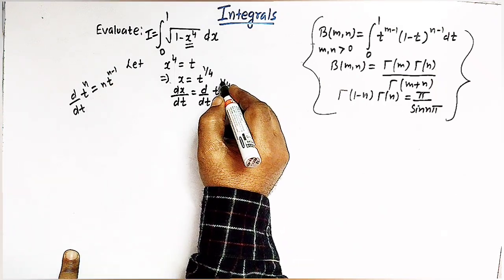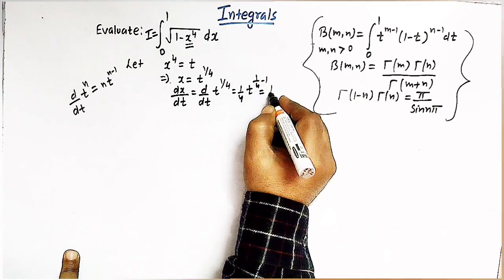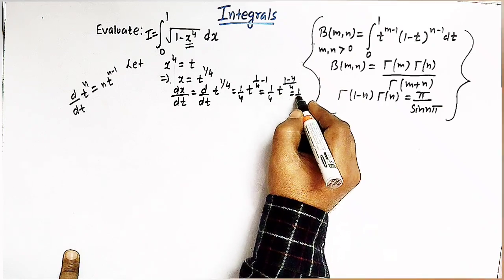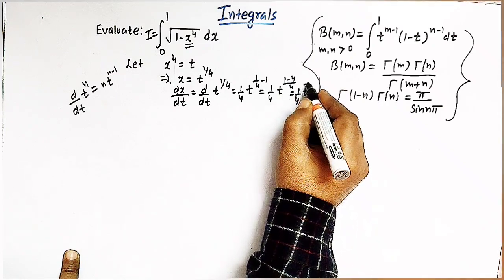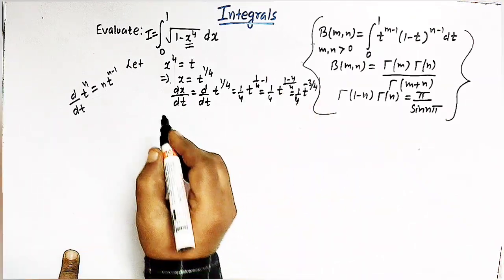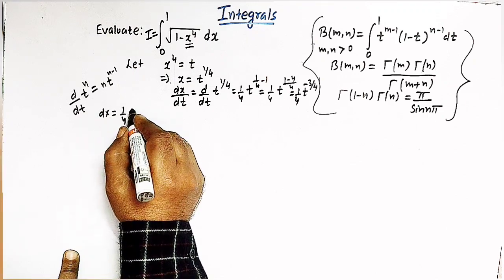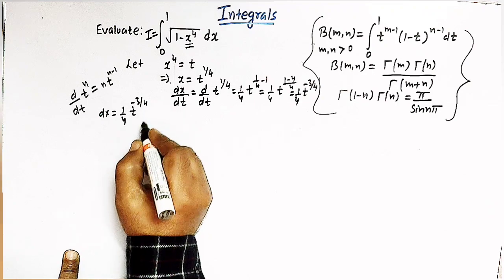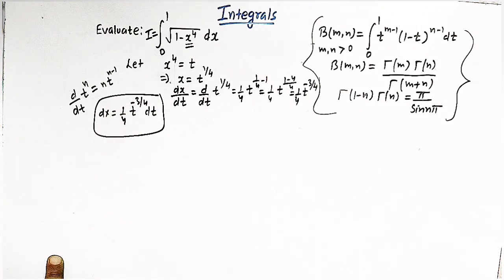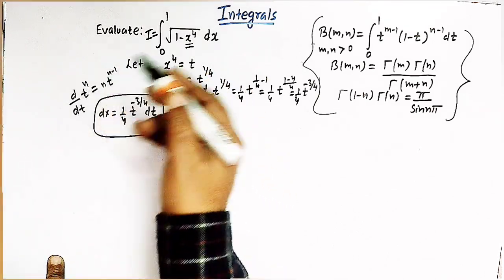So here our n is 1 over 4. So we have 1 over 4 t raised to 1 by 4 minus 1. That is 1 over 4 t raised to 1 minus 4 over 4. That is 1 over 4 t raised to minus 3 by 4. So 1 minus 4 is minus 3. So now let us write dx is equal to 1 over 4 t raised to minus 3 by 4 dt.